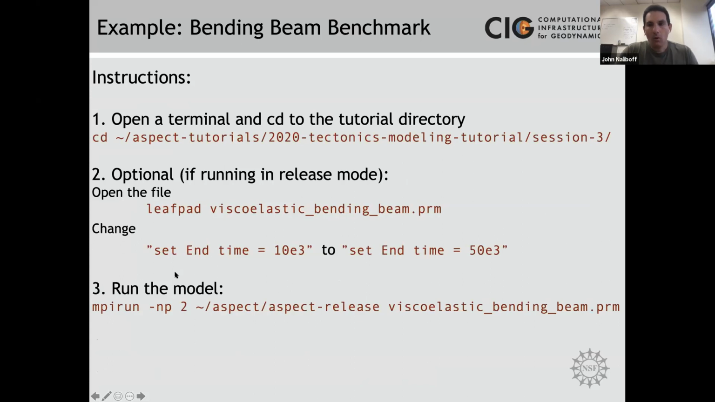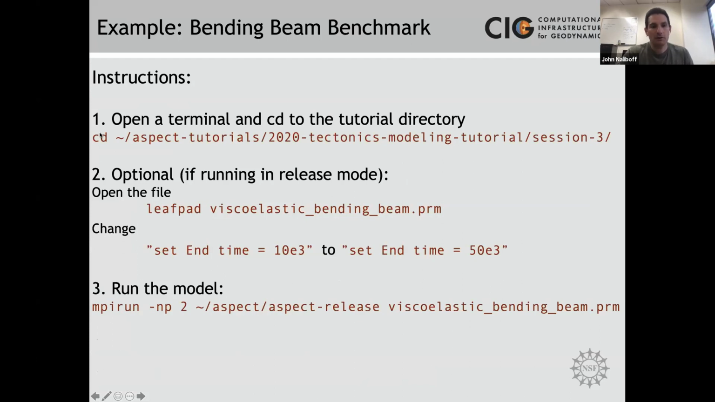So what I'm actually going to do is start by running the bending beam example benchmark. And what I'm going to have people do is first you can look at the screen and enter the commands based on this, but then I'll go into my virtual machine and do the same thing, in case there's any confusion.